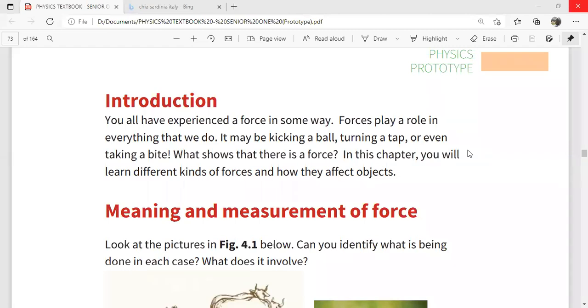Introduction. You all have experienced a force in some way. Forces.